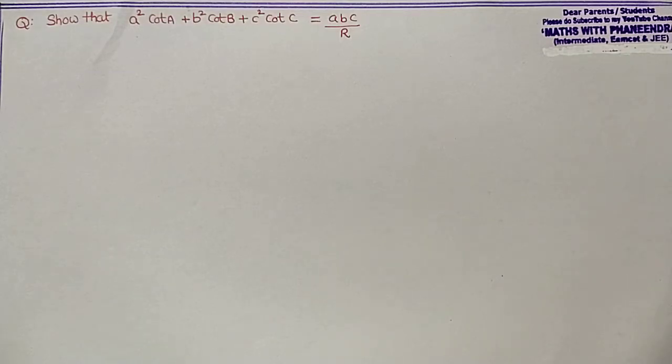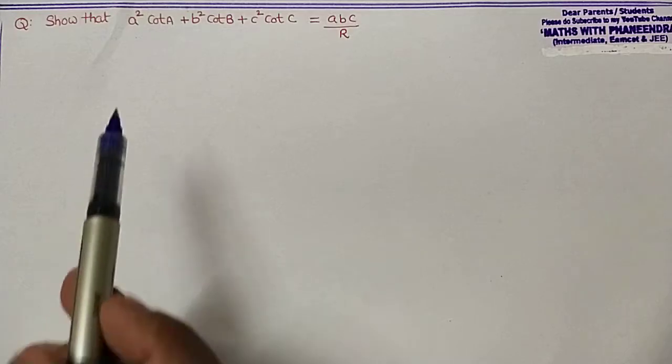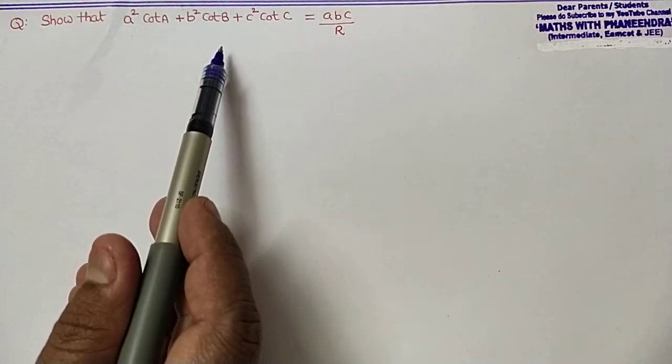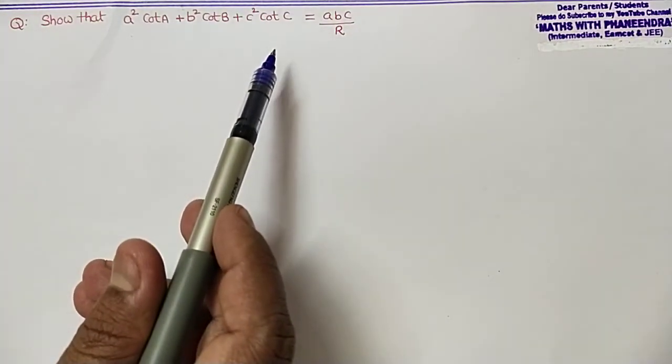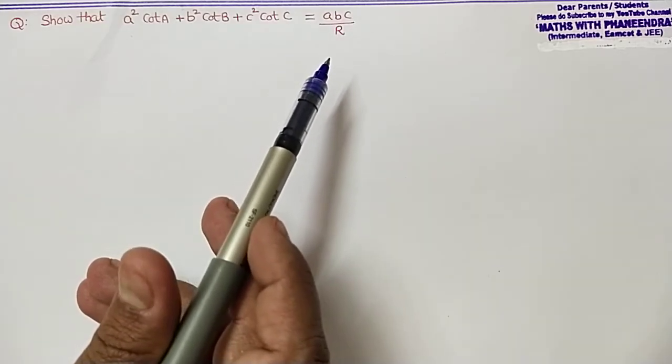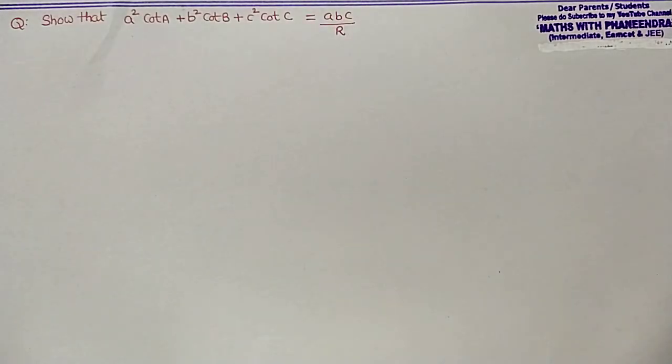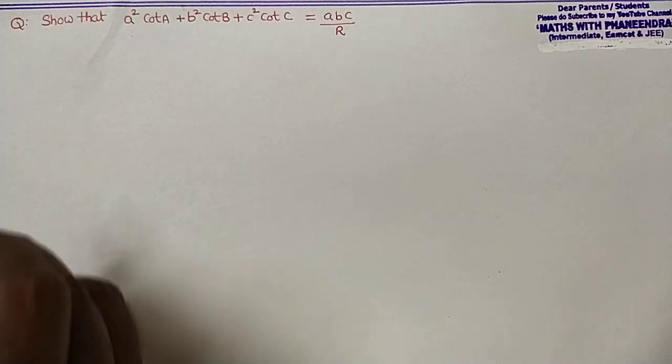In this episode, part 2 of examples in properties of triangles before exercise 10a, we are going to discuss now. Let us have a discussion. The first question: show that a square cot A plus b square cot B plus c square cot C equal to abc by capital R. So consider LHS.